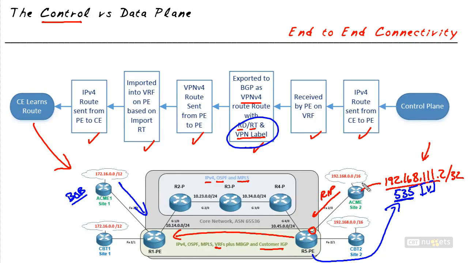Between Acme Site 2 and Acme Site 1, it would also work the same in the other direction, as Acme Site 1 is advertising the 172.16 network space over here. It would follow the same exact process as it propagates from left to right.